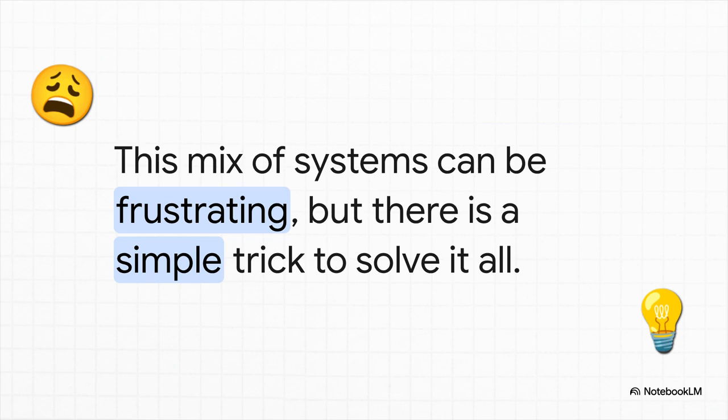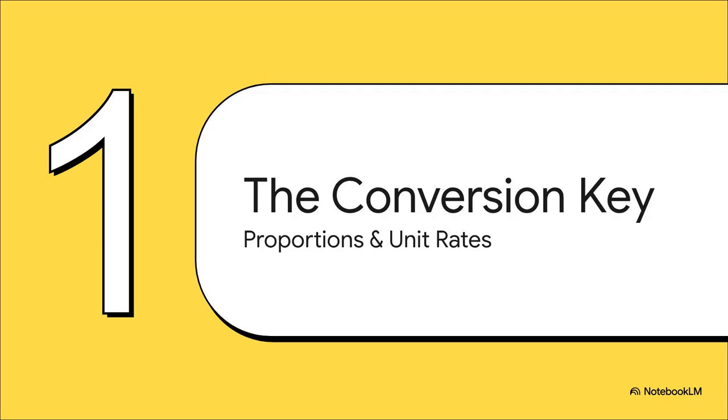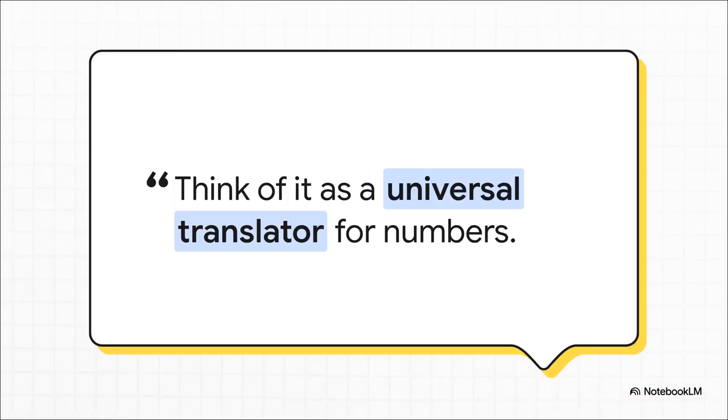But the good news, the really good news, is that there is an elegant, powerful, and honestly, a surprisingly simple trick to translate between any of them. And here it is. We're calling it the universal conversion key. It's really all about using something called a unit rate, and I promise you, it's the only tool you're going to need to solve these kinds of problems for good. Probably the best way to wrap your head around this is to think of it as a universal translator, but for numbers. You have a number in one language, say inches, and you want to know what it means in another language, like centimeters. This key does that translation for you, perfectly.